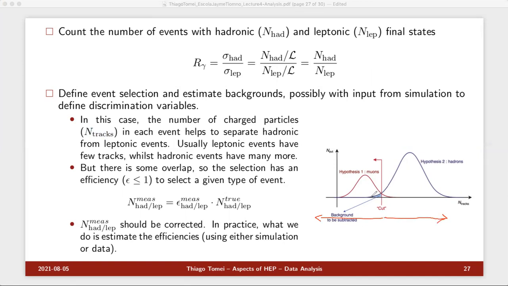Sure, it's very good, but there is this small part here that you got wrong. There is still background to be subtracted. And same thing here, some leptonic events, you miss them in your cut. So the number of true events of a given nature, hadronic or leptonic, has to be corrected by the efficiency of your cut, and this is what you actually measure. And in practice, what we have to do is estimate these efficiencies.